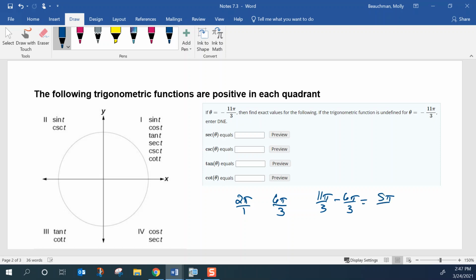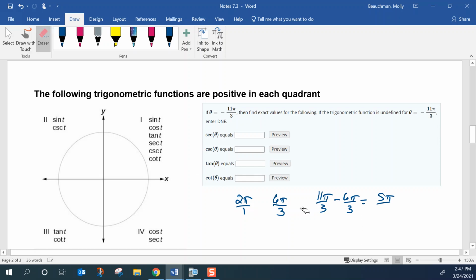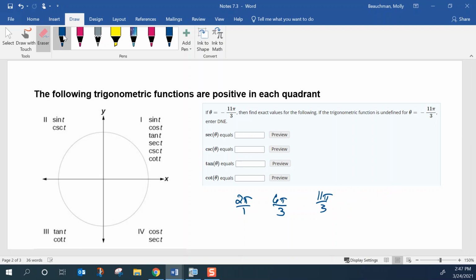Or maybe let me think about this a little bit different way. Actually, it's just one way or the other. So a negative 11 pi over 3, and I go around the circle once. Add 2 pi, that's 6 pi over 3, and I get negative 5 pi over 3. So rotating negative 5 pi over 3 is the same thing as going all the way around the circle 2 pi and then another 5 pi over 3.